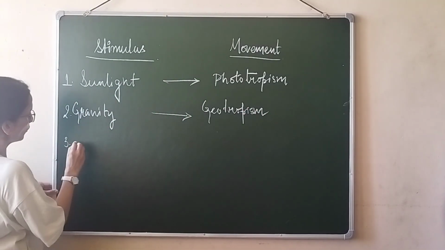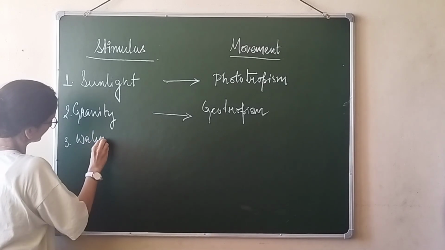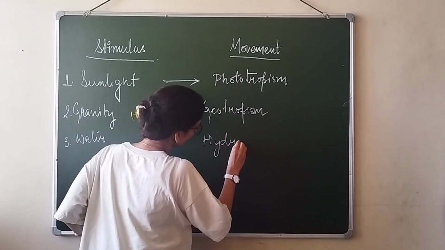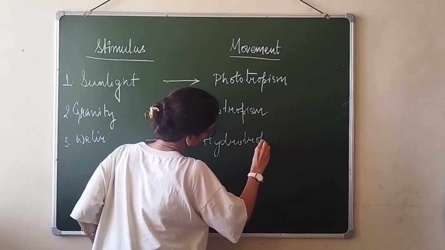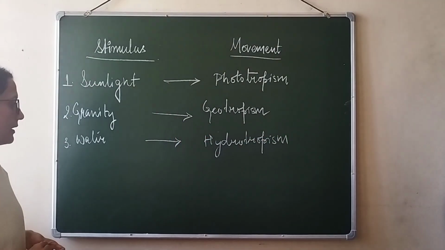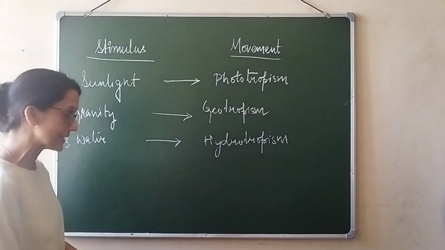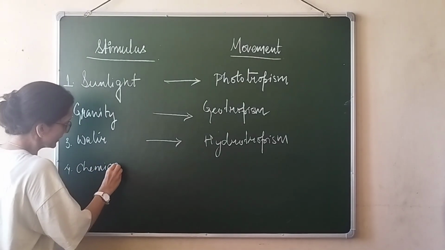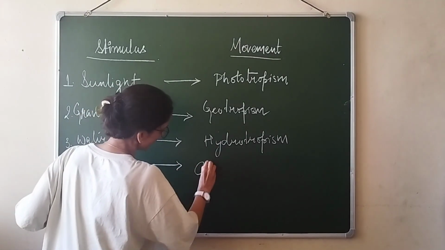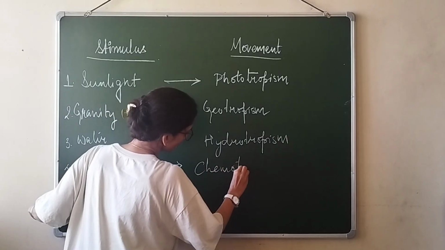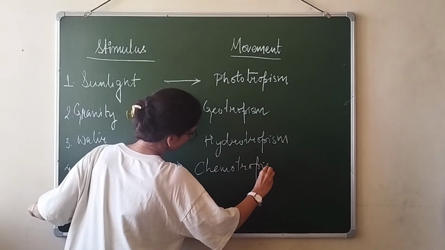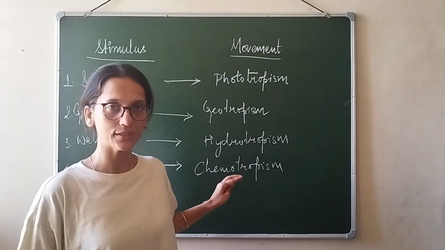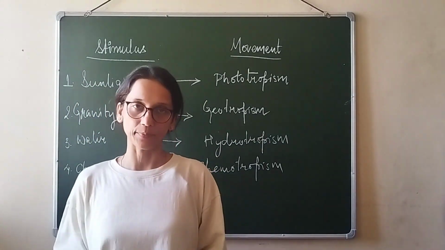Third is water. इसे कहा जाता है Hydrotropism. Fourth one is chemicals. That means stimulus है chemical, and this is known as Chemotropism. So अब तक जो four tropic movements I have mentioned, they are seen in almost all the plants.